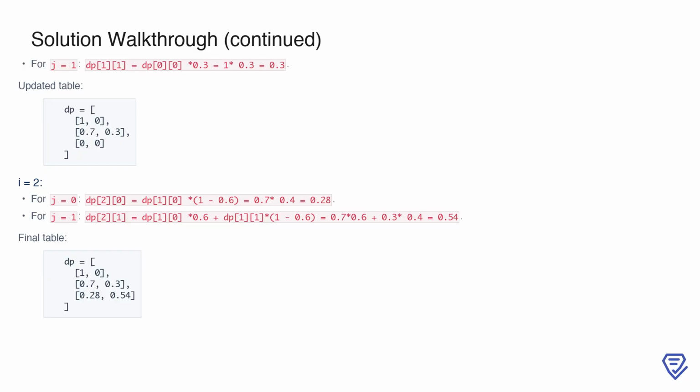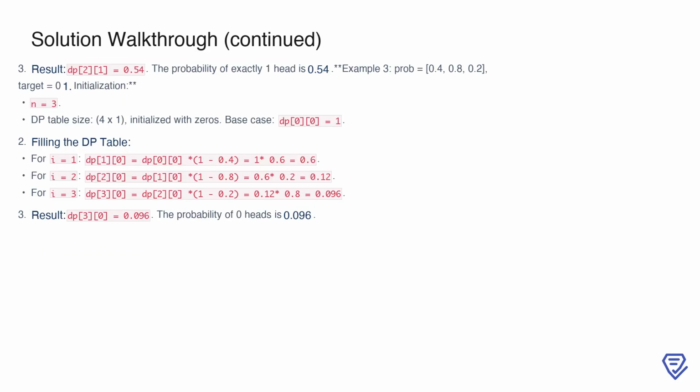After updating the table, the final row now reflects the probabilities for using both coins. The value at dp[2][1] represents the probability of getting exactly one head with two coins, and it is 0.54. Finally, in the last example, we calculate the probability of getting 0 heads when tossing 3 coins with probabilities of 0.4, 0.8, and 0.2.